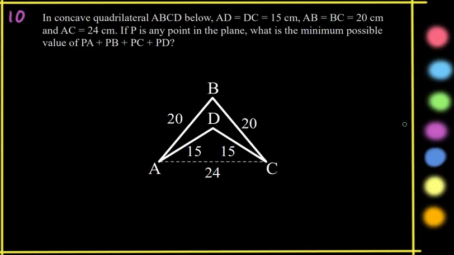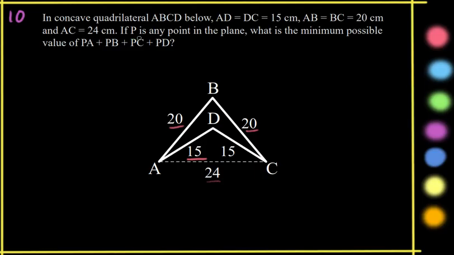This one says, in concave quadrilateral ABCD below, AD is 15. They've given us that here. AB equals BC equals 20. They've shown that here. And then AC is 24. Okay. That edge is not part of the quadrilateral, so they've given it as a dashed line. It's a concave quadrilateral with these solid lines here.